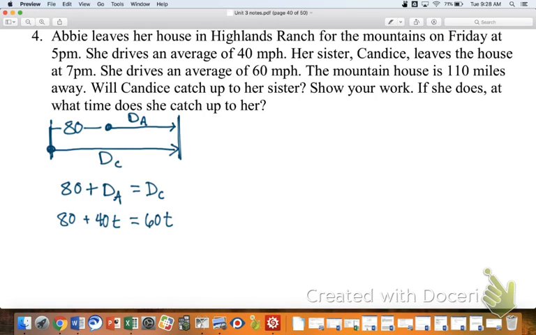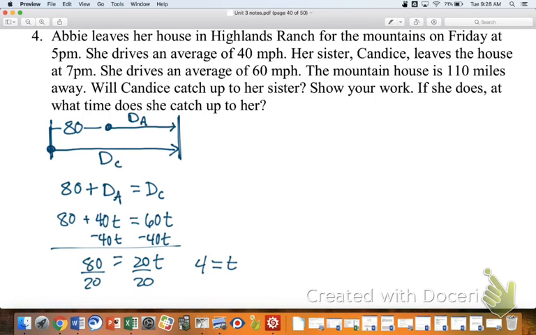So then once we've done this, of course, we've created a relatively simple equation for us to solve. And so we would subtract the 40T over, and that would give me 80 is equal to 20T. Dividing both sides by 20, I got 4 equals T. So now we can actually answer their question. The question was, will Candace catch up to her sister? Any thoughts on yes or no and why? What do you think? Yes, she will catch up. They're at 4 hours. In 4 hours, right?